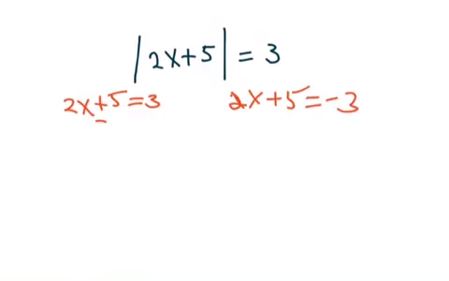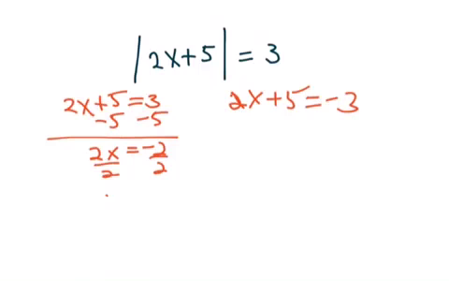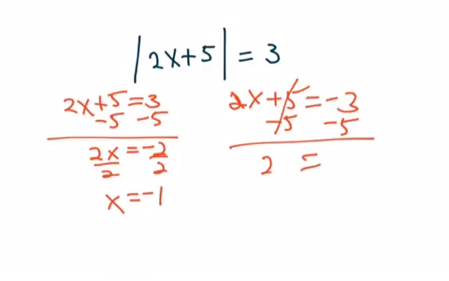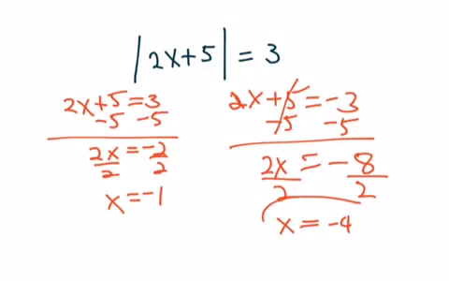So minus 5, 2x equals negative 2, divide by 2, x equals negative 1. The other one, minus 5, draw your line, bring down the equals, 2x equals negative 3 minus 5 is negative 8, divide by 2, so x equals negative 4. So the answers to this one are either x equals negative 1 or x equals negative 4.